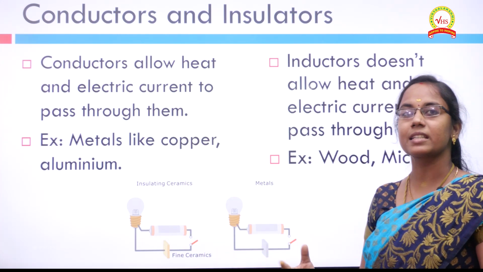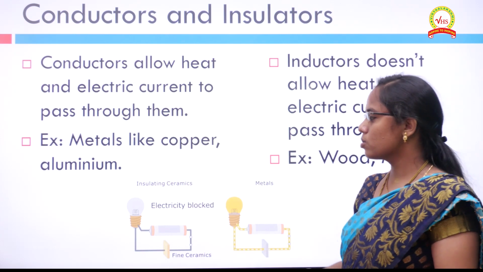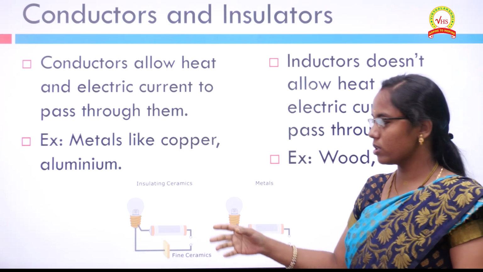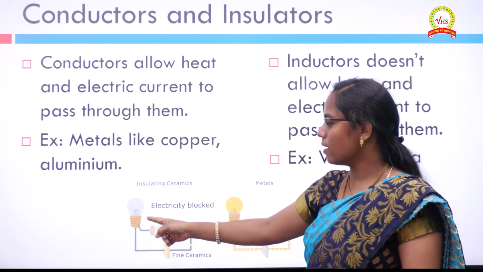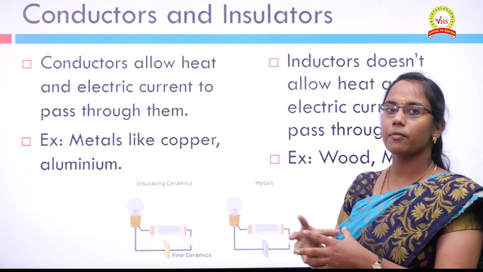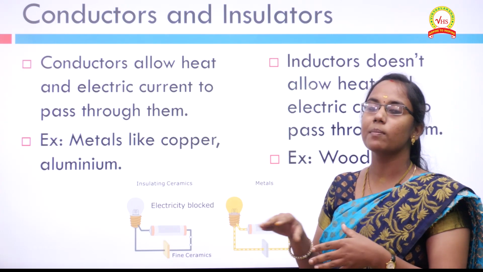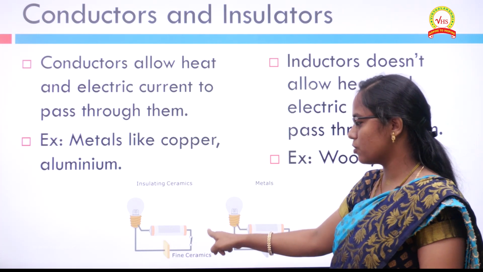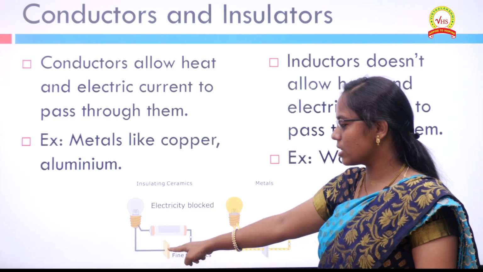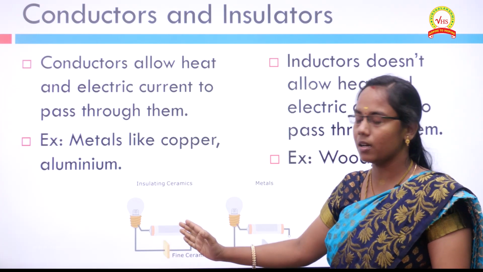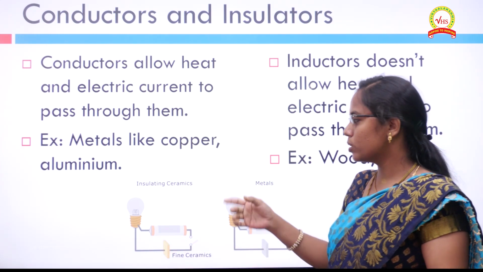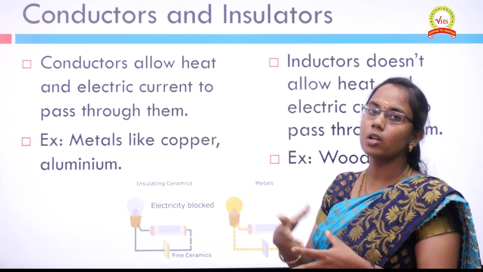Electricity is defined as the rate of flow of charges, right? So charge has to flow, only then electricity will be produced. Now, from the battery, usually from the positive terminal to the negative terminal, flow of charge occurs. So here the charge is flowing, but after it reaches the insulator, the flow of charge is blocked. So that's the reason the bulb here is not glowing.